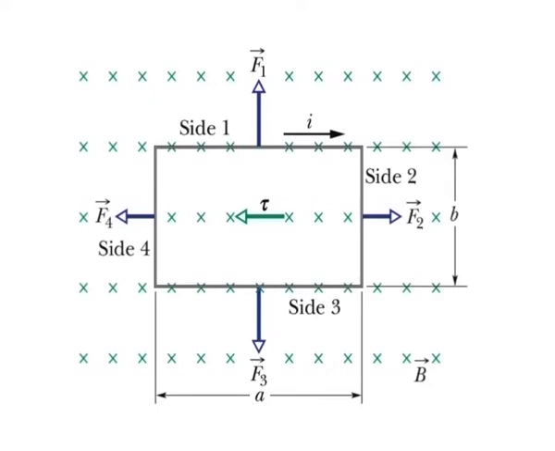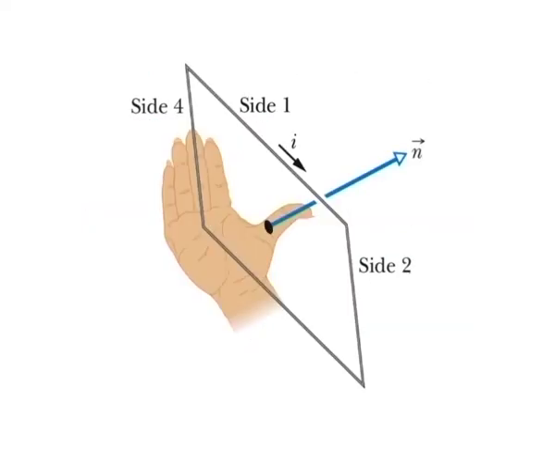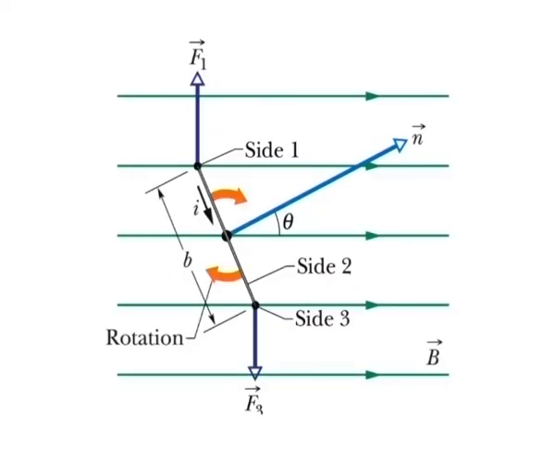To define the orientation of the loop in the magnetic field, we use a normal vector that is perpendicular to the plane of the loop. This figure shows a right-hand rule for finding the direction of the normal vector. The extended thumb then points in the direction of the normal vector. In this figure, the normal vector of the loop is shown at an arbitrary angle theta to the direction of the magnetic field. We wish to find the net force and net torque acting on the loop in this orientation.